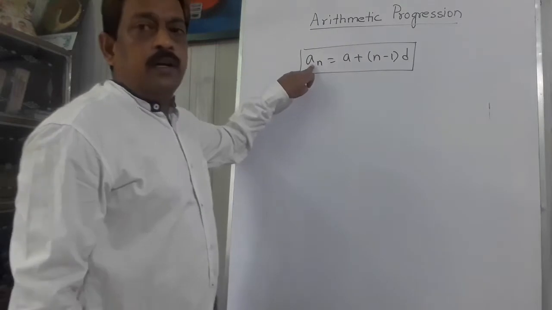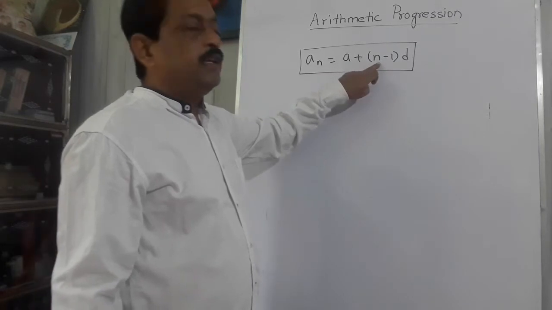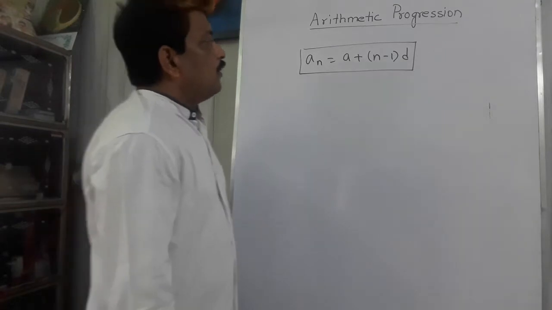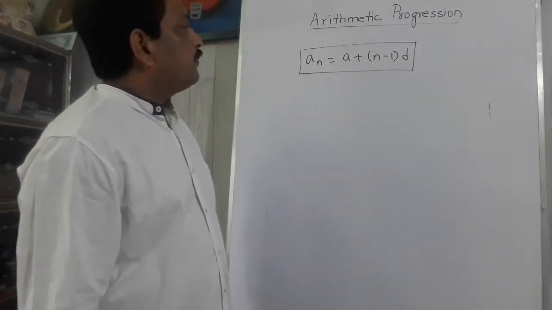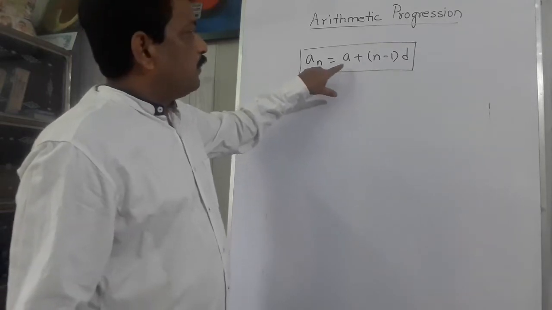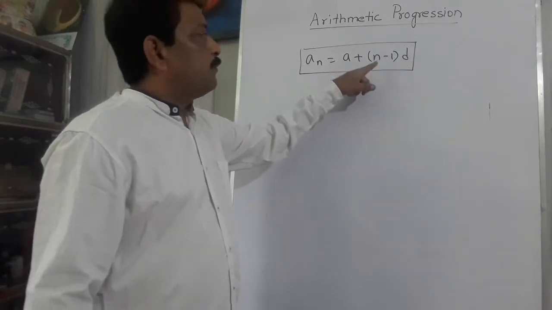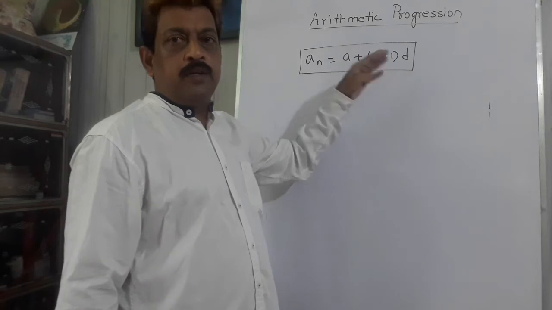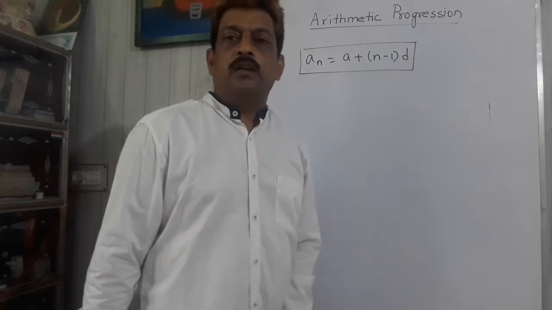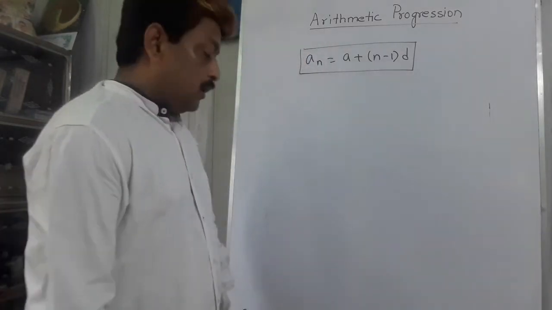Here an is the nth term whose value we have to find, a is the first term, n is the number of terms, and d is the common difference. Here we can either find the value of a particular term, that is the nth term. We can also find the first term if the other three are given. We can find the number of terms of an AP if the first term, common difference, and the particular term are given, and we can also find the common difference if the other three are given. Okay, so let us check how it is done.